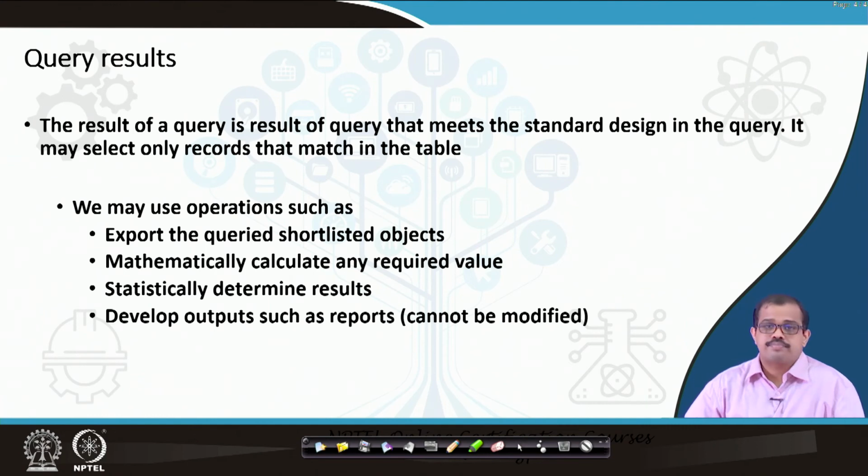Then you have query result. The result of a query meets the standard design of a query. It is how the query has been designed. That is where the database creator will design how the queries are made. So we may use operations, for example, export the queried shortlist objects, mathematically calculate any required value, statistically determine results, and develop outputs such as reports.